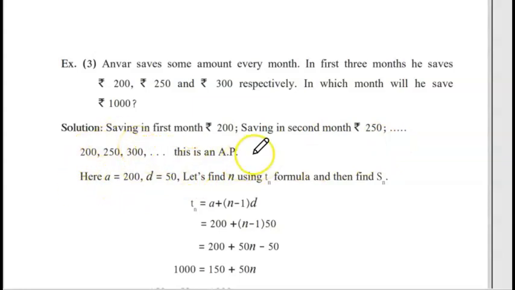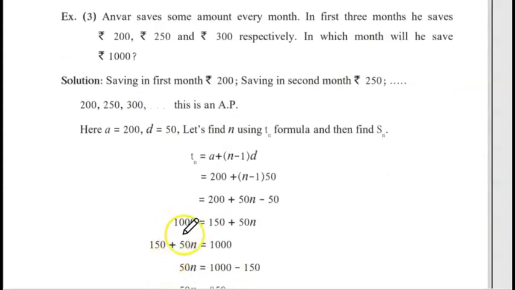This is an AP. Here A is equal to 200, D is equal to 50. Let's find n using the Tn formula and then find Sn. Now Tn is equal to a plus n minus 1 into d. A ची व्हॅल्यू 200 आहे, D ची व्हॅल्यू 50 आहे. ओके, आपल्याला किती तर 1000 केव्हा होणार. ओके, therefore 1000 is equal to 150 plus, that is 200 minus 50, you will get here 150 plus 50n. Okay, therefore here again simplification, 150 plus 50n is equal to 1000.